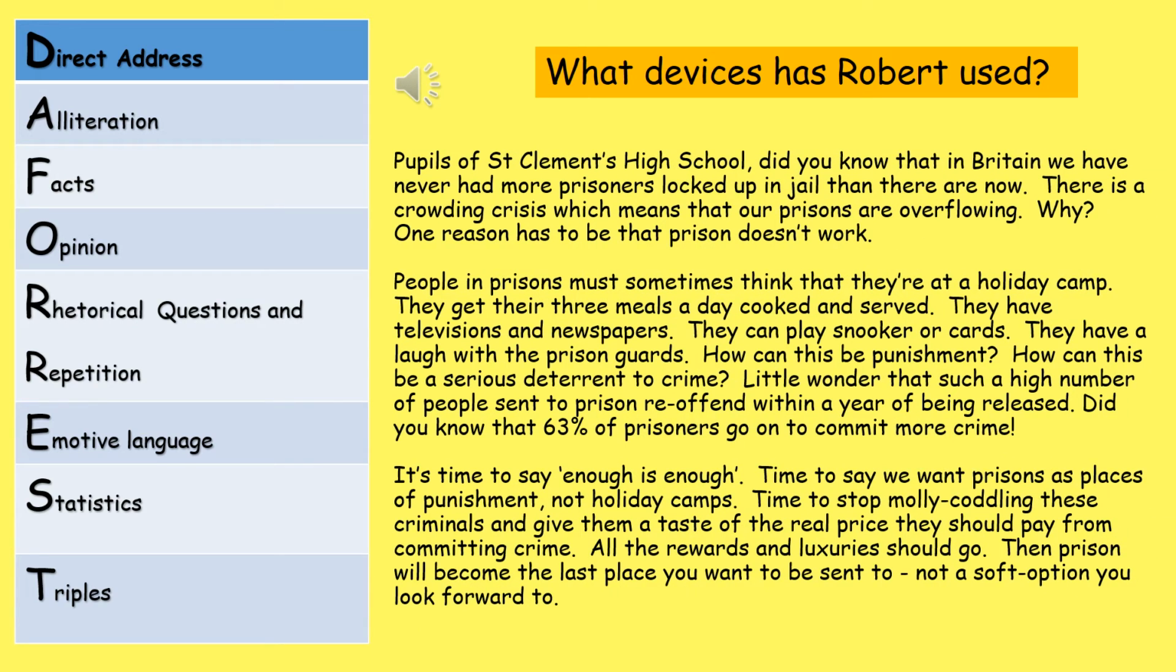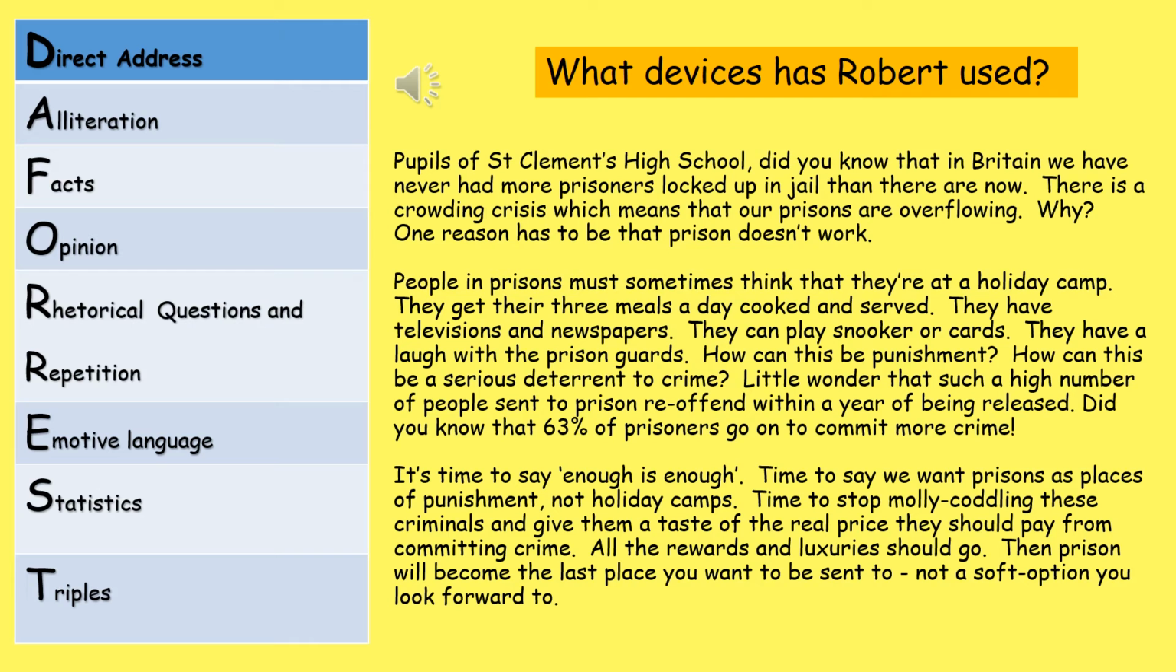So this is all about how Robert thinks that prison life is not harsh enough. Pupils of St Clement's High School, did you know that in Britain we have never had more prisoners locked up in jail than there are now? There is a crowding crisis, which means that our prisons are overflowing. Why? One reason has to be that prisons don't work.